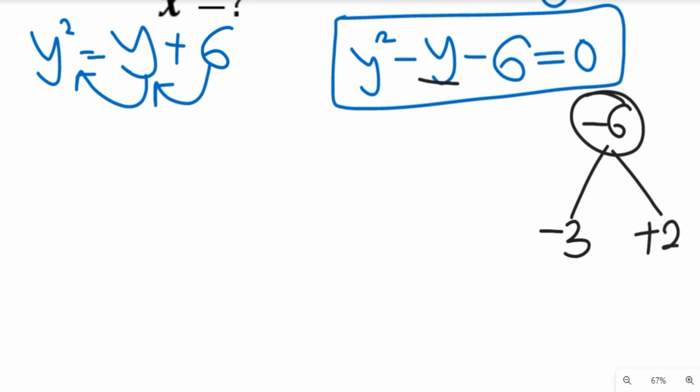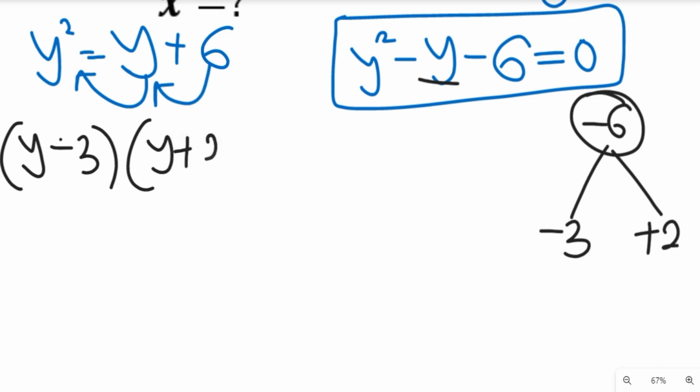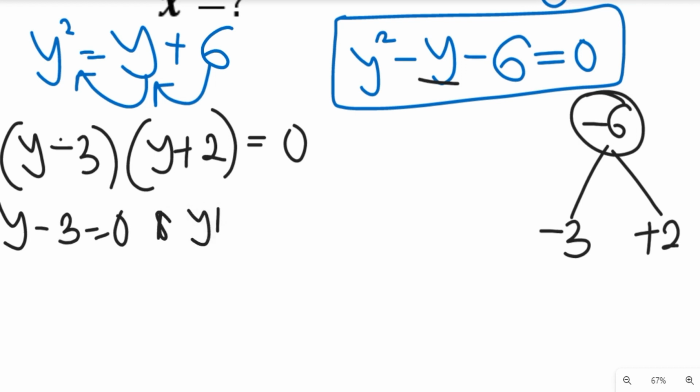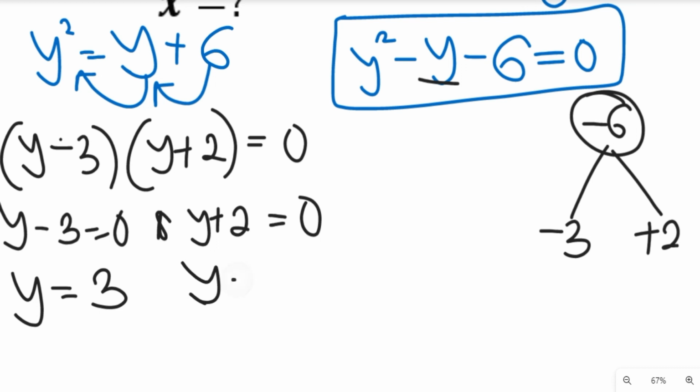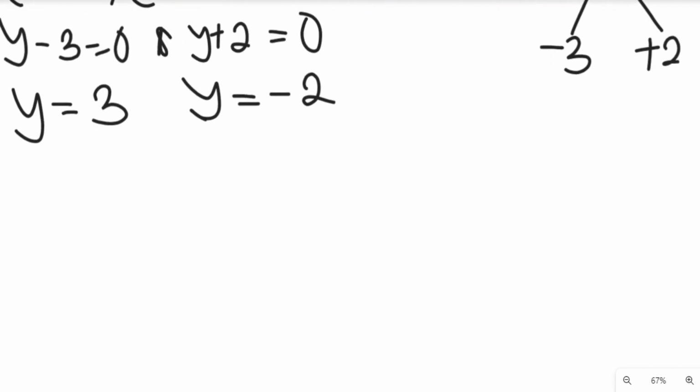Minus 3 times plus 2 gives us minus 6, and minus 3 plus 2 gives us minus 1. So if we substitute that into the expression, we'll have the two factors y minus 3 and y plus 2, and both will be equal to 0. From this, y minus 3 equals 0, and y plus 2 equals 0. So y will be equal to 3, and y will be equal to minus 2.